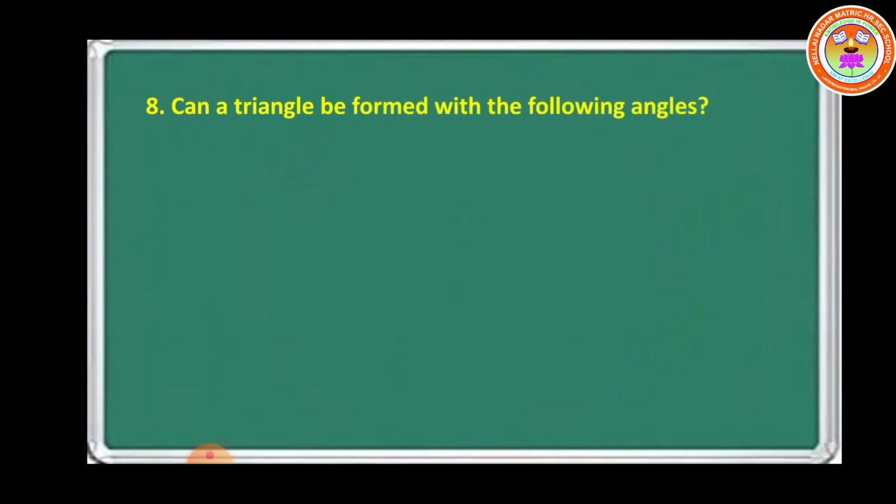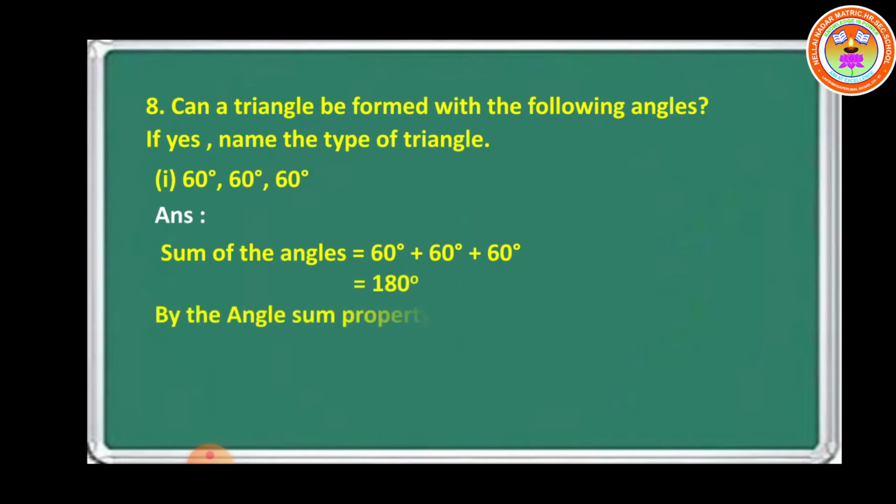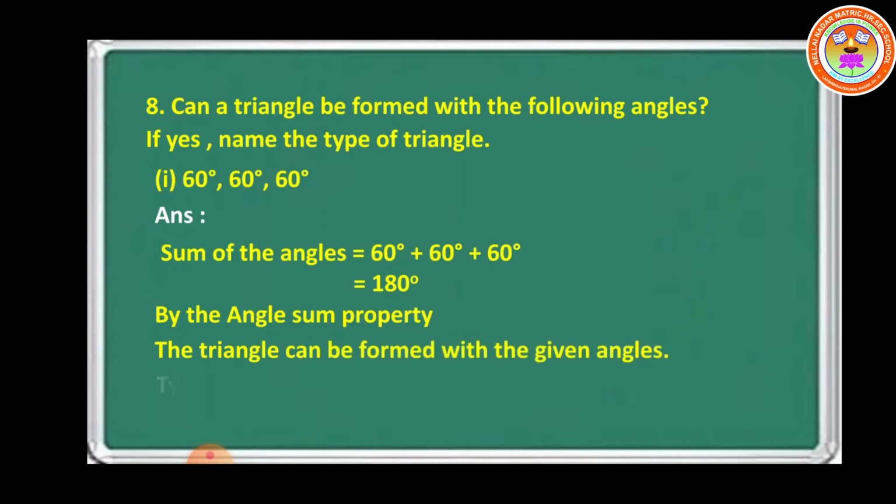Can a triangle be formed with the following angles? If yes, name the type of triangle. First subdivision, all the angles are 60 degree. Let us find sum of the angles. 60 degree plus 60 degree plus 60 degree which is equal to 180 degree. By the angle sum property we can say the triangle can be formed with the given angles. And what is the type? All the angles are equal. Therefore, it is equilateral triangle.